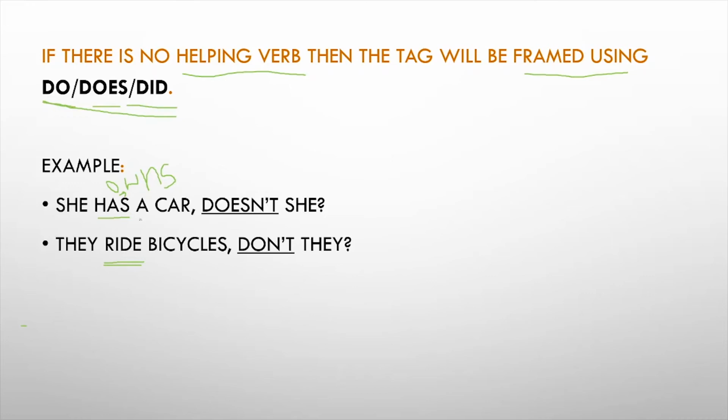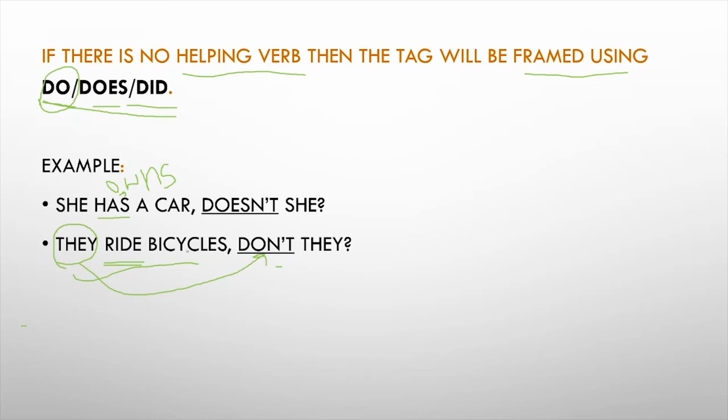For example, they ride bicycles. Now see, this is a positive sentence. If it is a positive sentence, then my tag has to be negative, right? Now they is a plural subject, so I have to use do, because do is for plural, does is for singular. So I will say don't, and the pronoun is they, so I will say don't they.